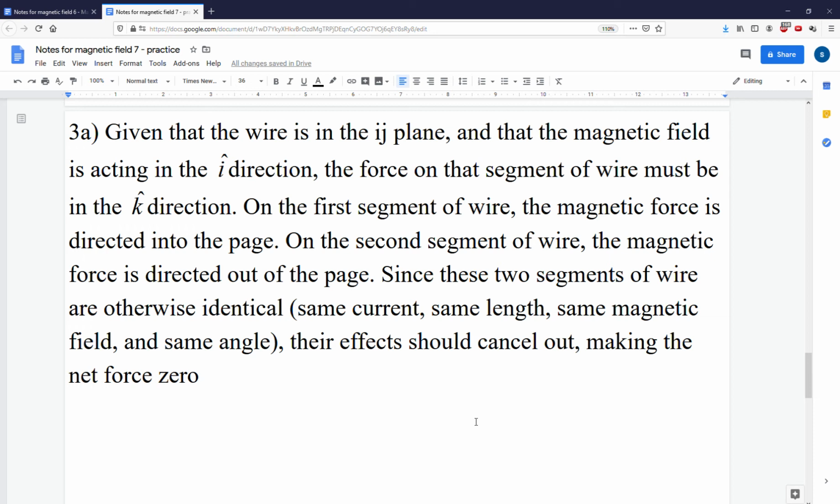On the second segment of wire, the current, or the length vector, is down and to the right, and the magnetic field is to the right. If we hold our hand so that our thumb is pointed down and to the right, and our fingers are pointed to the right, and this too will be a little awkward, we can see that the direction of force is out of the page.